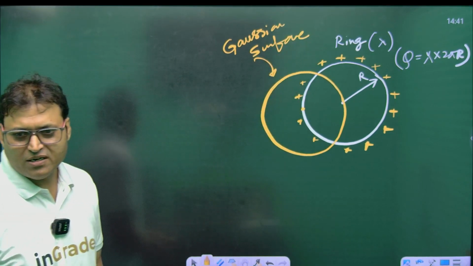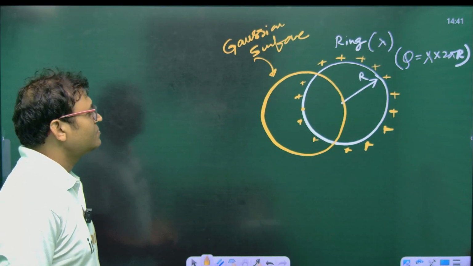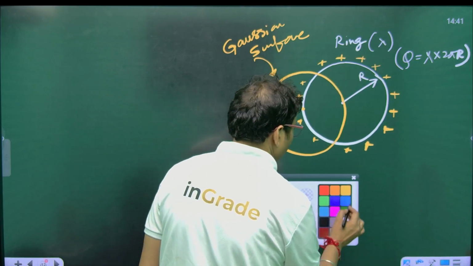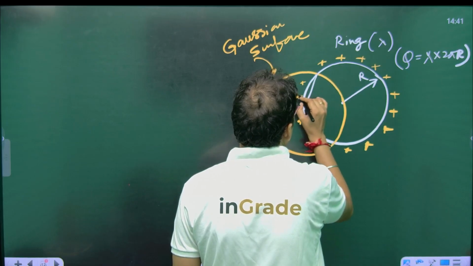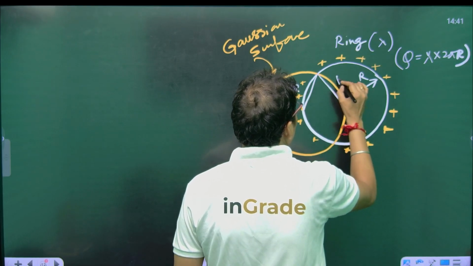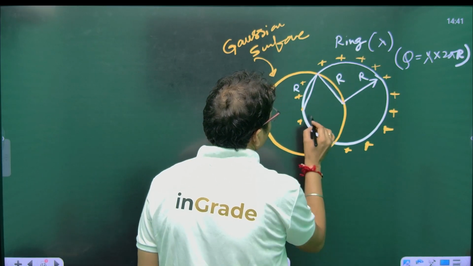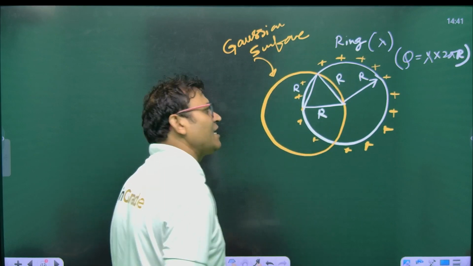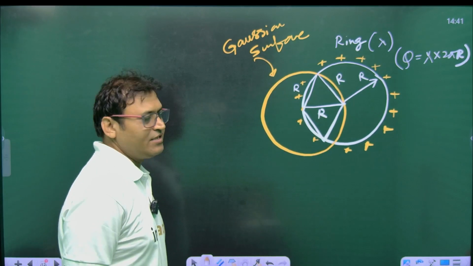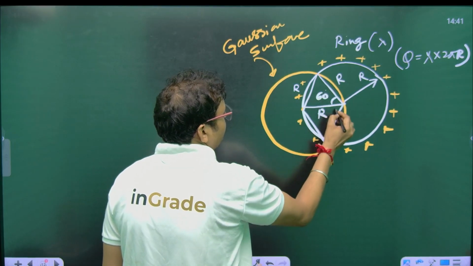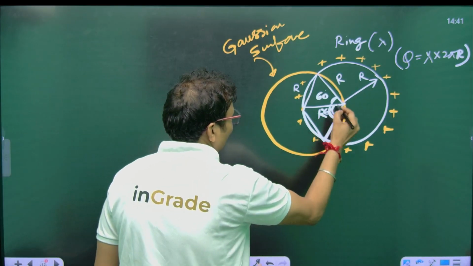What is the flux through the surface? The charge enclosed will be this only. We need to find out the flux. Now look, this distance will also be r. The radius of both the rings is r. This is also r. It is an equilateral triangle. Another equilateral triangle can be drawn like this. This angle will be 60 degrees. This angle will also be 60 degrees. So from the unitary method, this angle will be 120 degrees.